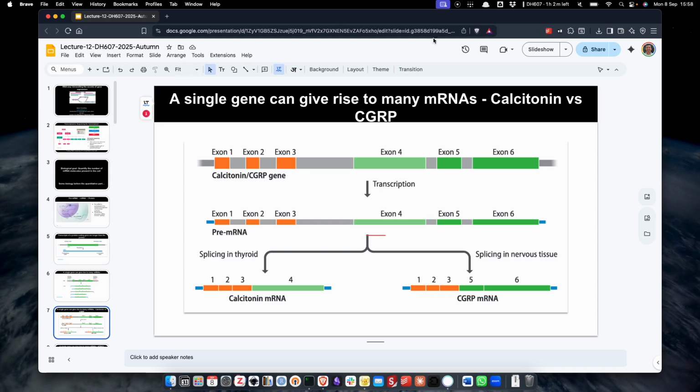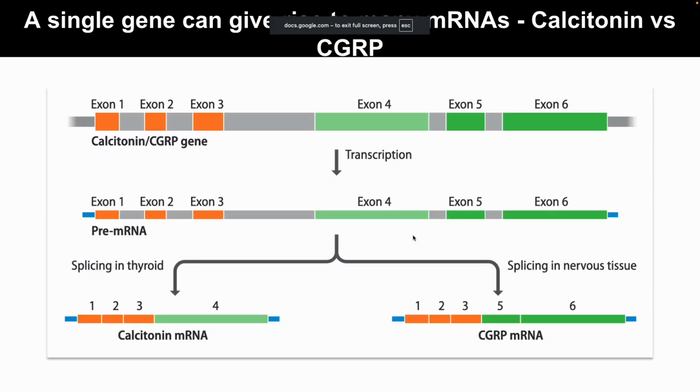Cage, not race. So it's called CAGE, cap analysis. No, now I remember, cap analysis of gene expression. So it essentially tells you at which form, where does the initiation begin. Okay. So a single gene can give rise to many mRNAs.